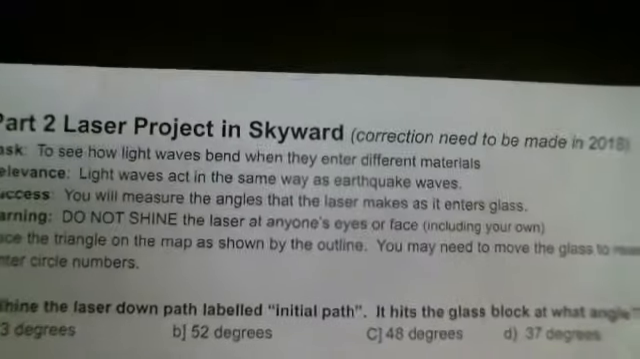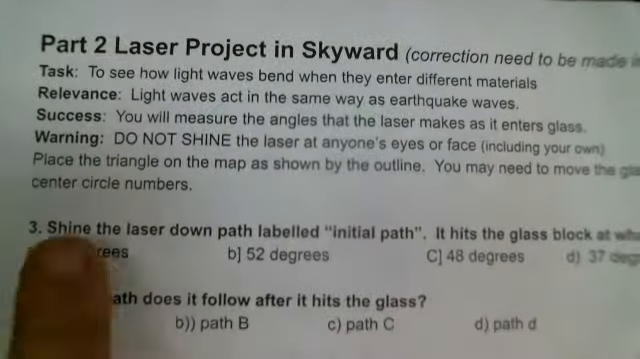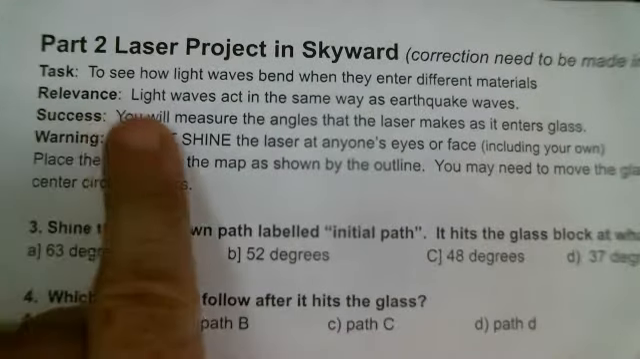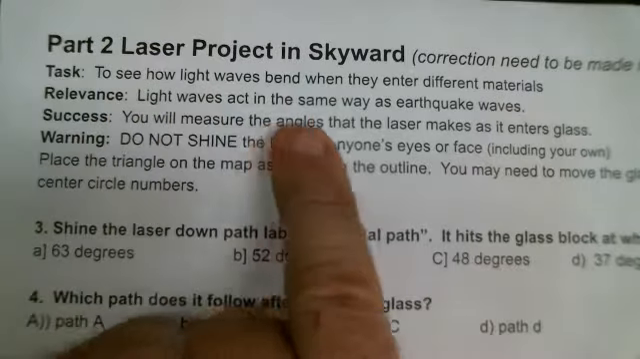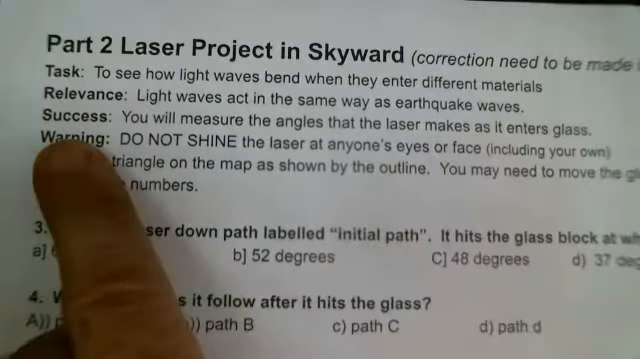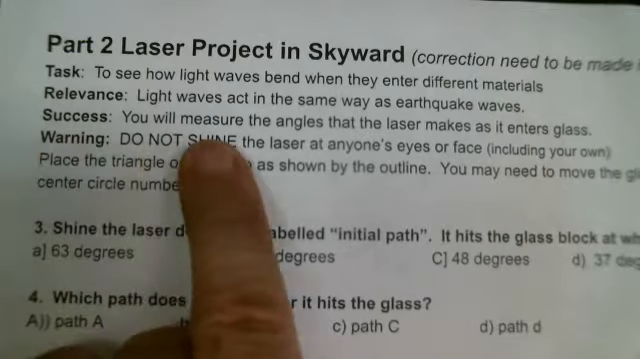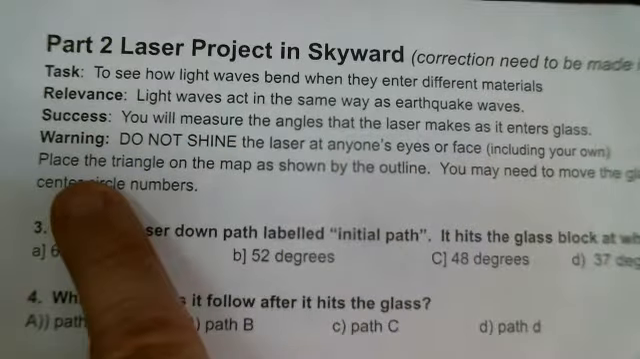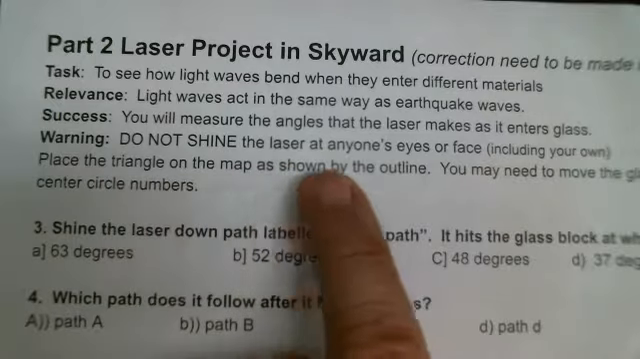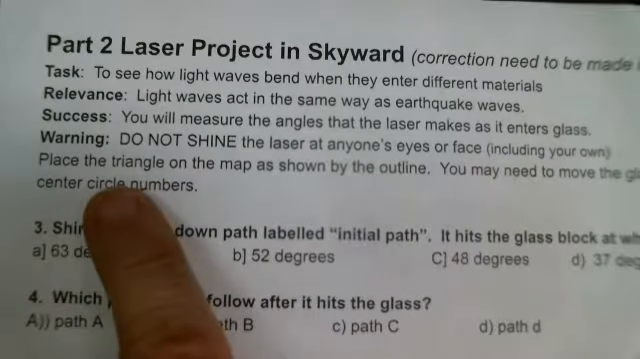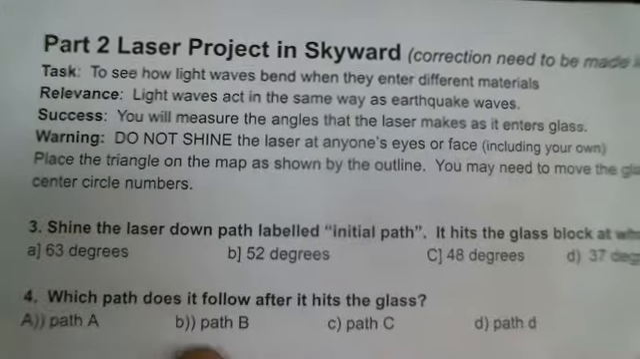Task. We're going to see how light waves bend when they enter different materials. Relevance. Light waves act the same way as earthquake waves. Success. You will measure the angles that the laser makes as it enters glass. Warning, do not shine the laser at anybody's eyes or face, including your own. Place a triangle on the map as shown by the outline. You may need to move the glass to read the center circle numbers.